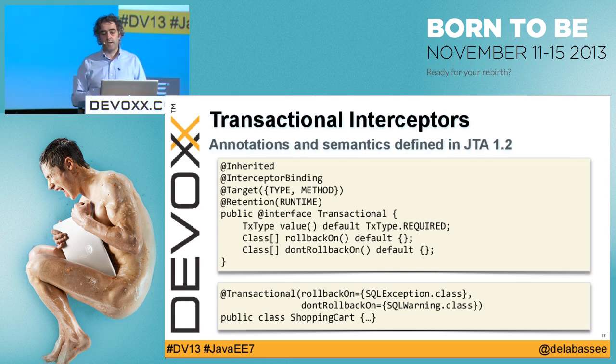So meaning CDI managed beans can now declaratively control transaction boundaries. This is available for CDI managed beans, servlets, JAX-RS endpoints, and so on. If you look at the annotation, first of all, it's an interceptor. You can apply it at the method level or at the class level.